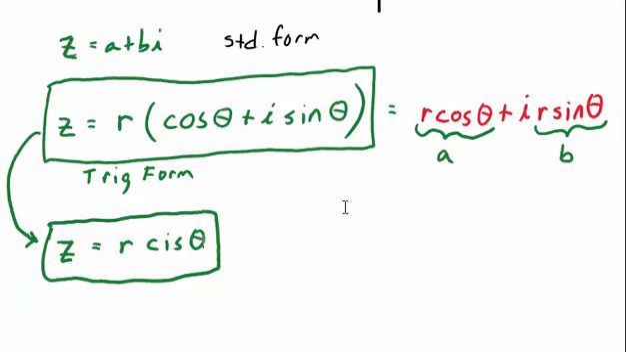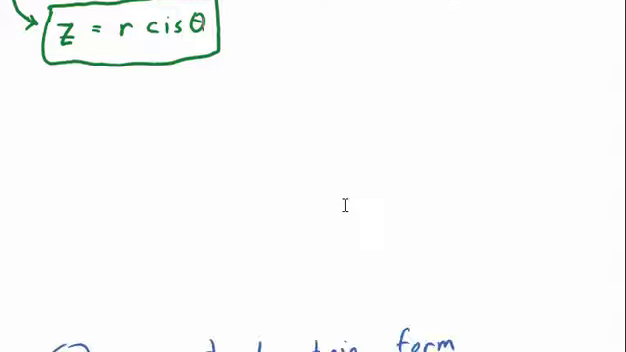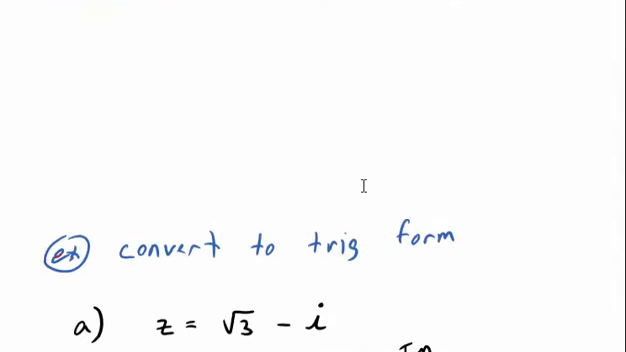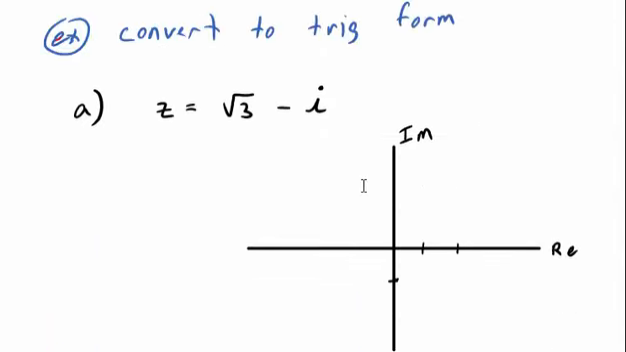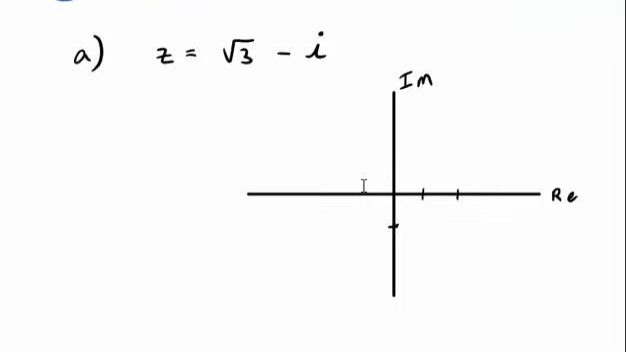So I'll show you what it's good for in a little bit, but let's practice converting to trig form. So here we go. Convert to trig form. Part A, z equals the square root of 3 minus I. Just for fun, let's graph this thing. Okay, it's not that fun, but let's graph it anyway.